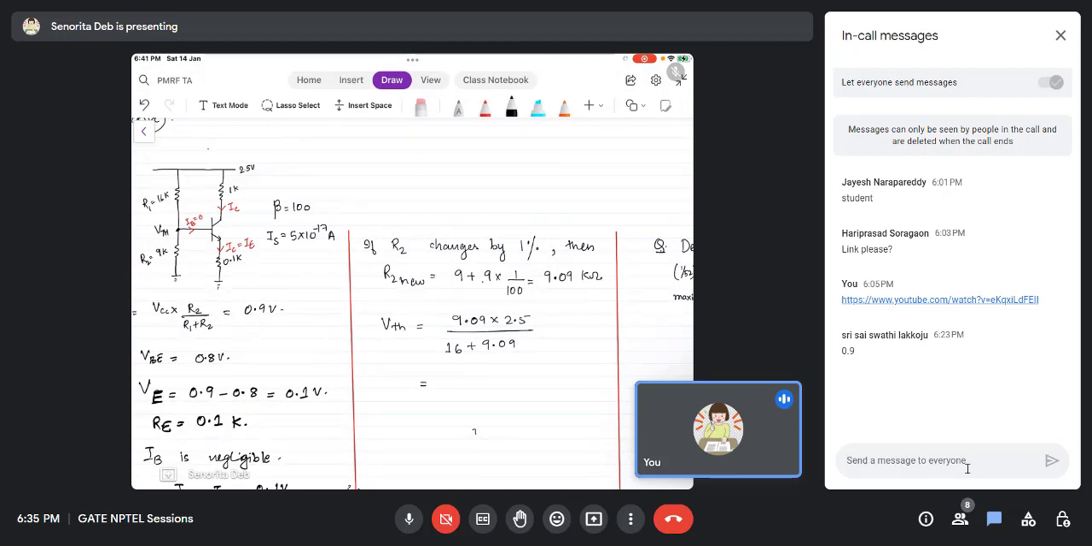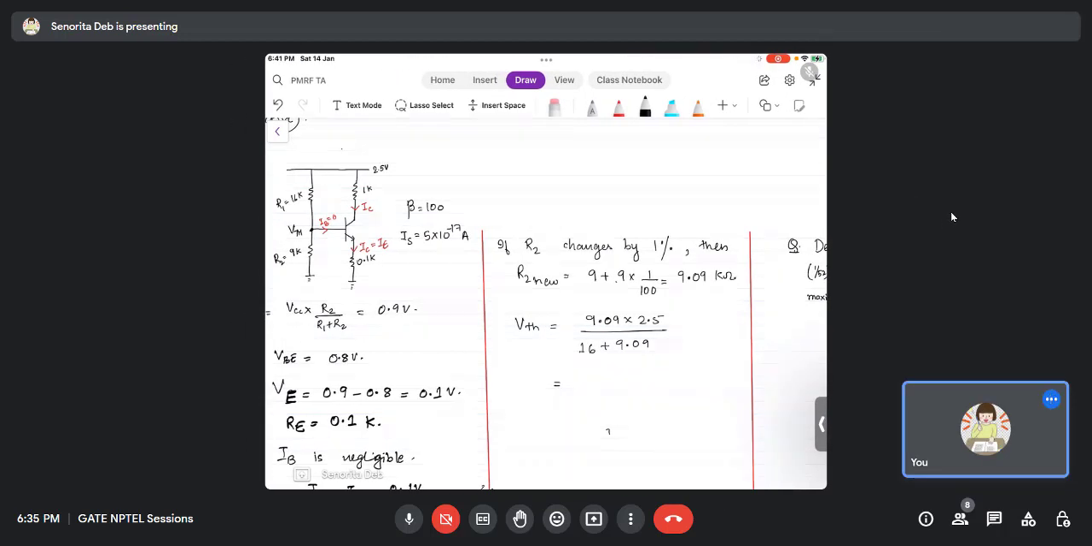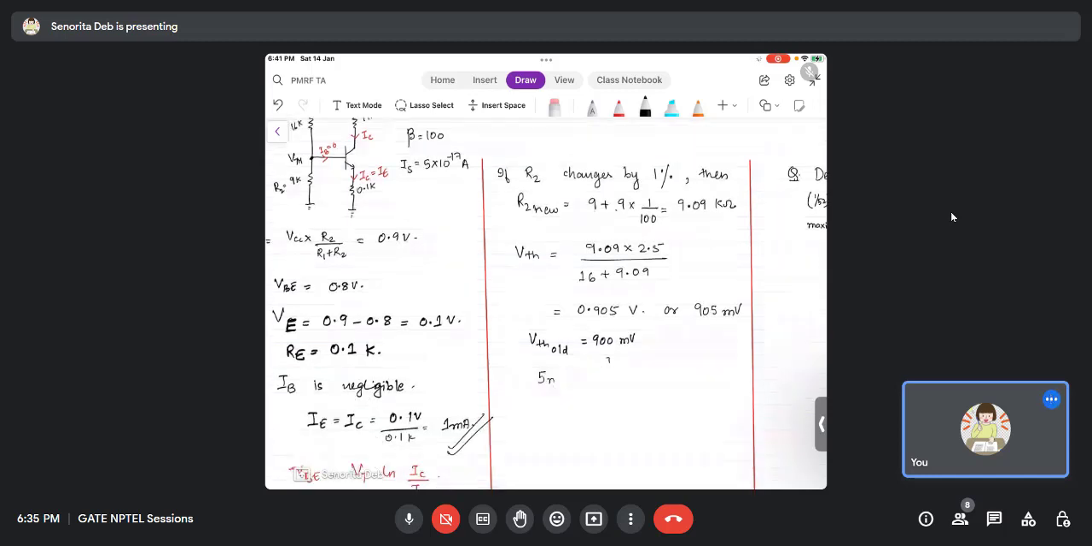I am solving the second part of the question. If R2 changes by 1%, what happens? 0.905, or 905 millivolts. Now the earlier VTH old was 900 millivolts. So what is the difference? A 5 millivolts increment is what we saw.